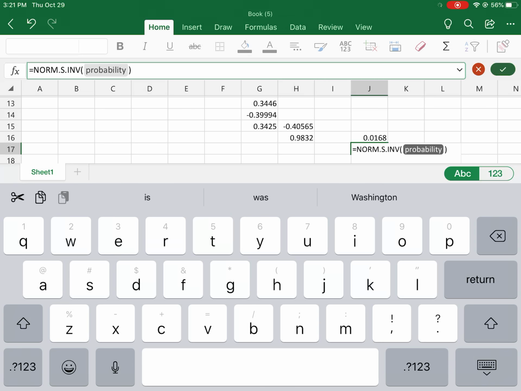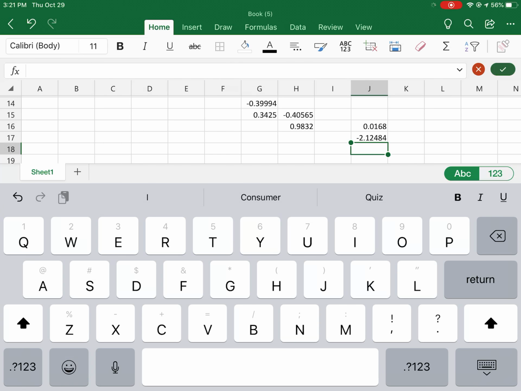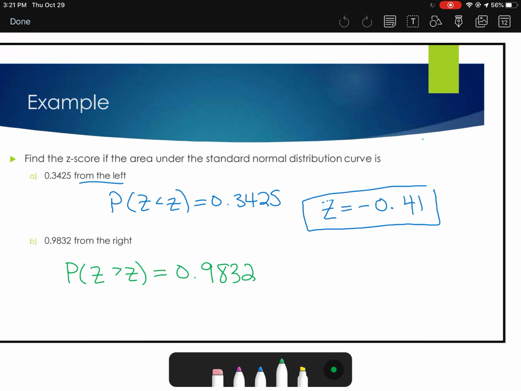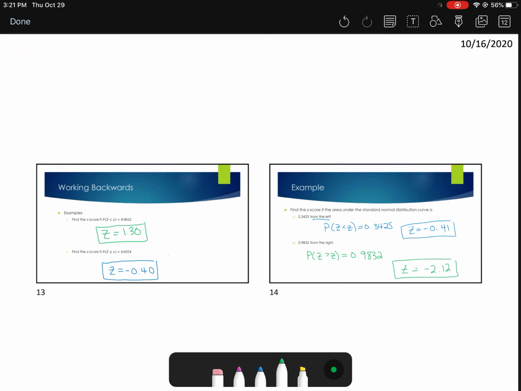So the norm, here we go. We got our inverse of the probability. Hit enter, and I get negative 2.124. So this z-score here is going to be z is equal to negative 2.12.